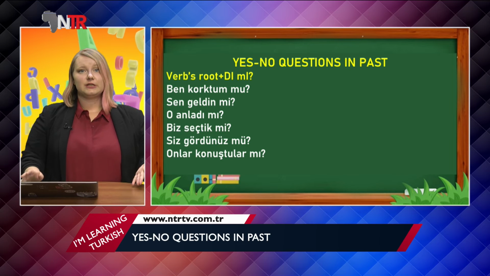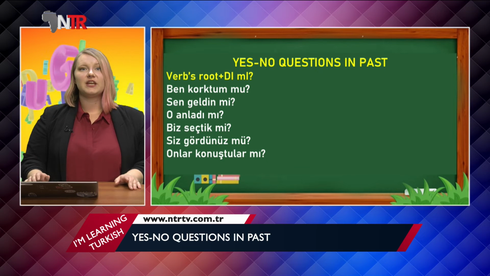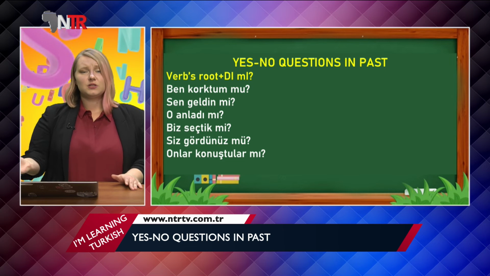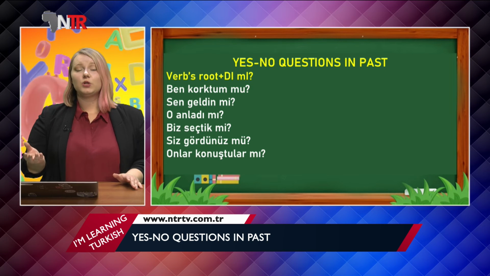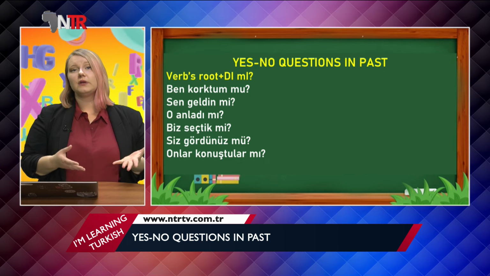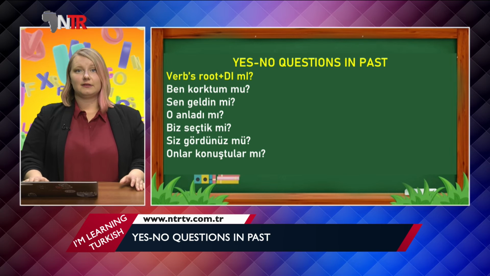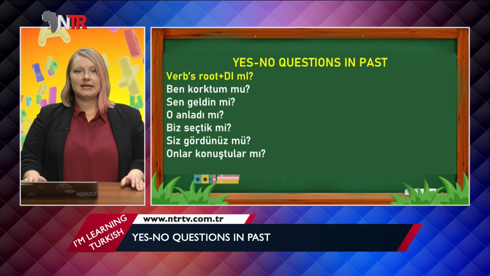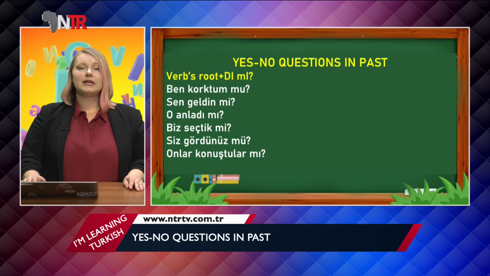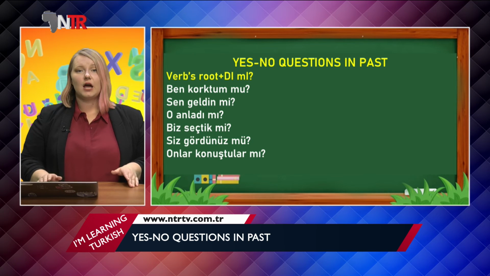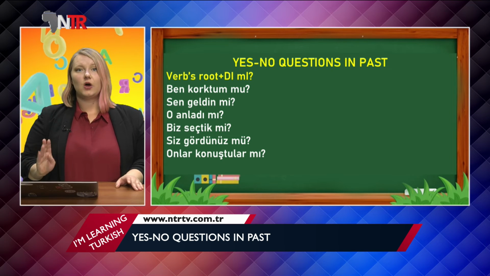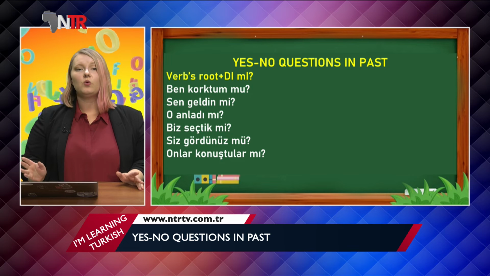How to form questions in past. Of course, if we are talking about yes or no questions, because as we kind of understood, if we are making a special question, we are just putting our special question word and then not adding anything after our verb with past tense. So if it is a yes or no question, we are taking our verb's root, adding our past tense, adding our personal affix, and only after that, mı, mi, mu, or mü.